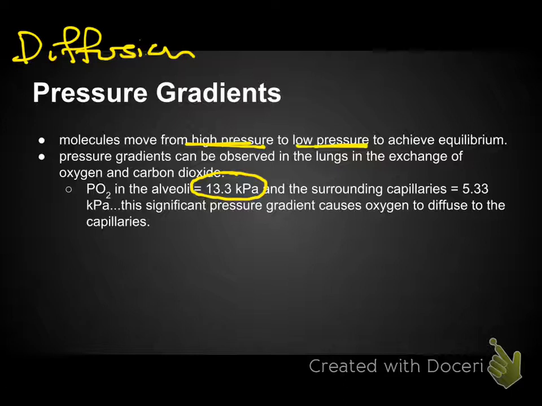And so what we end up having is a high pressure in the alveoli in the lungs. The capillaries that we just talked about, they're surrounding each alveolus. They have a low pressure of oxygen, and so we get that transport from high pressure to low pressure. And so we get a diffusion of oxygen into the capillaries. This is a significant pressure gradient, so that makes the diffusion process happen very rapidly.